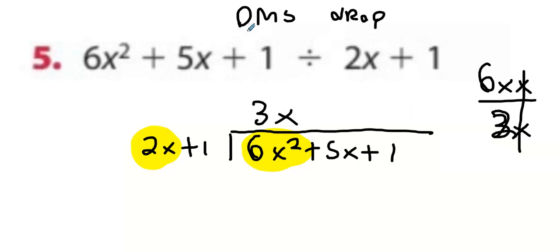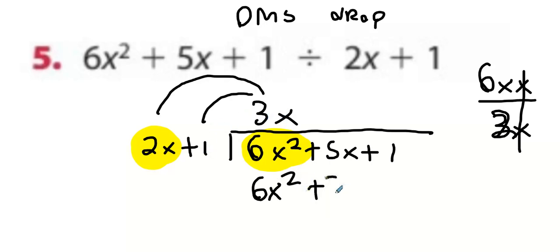What comes after D? Multiply. Grab your 3x and multiply it by what's down here. And what do you get, Jay? Squared, yeah. Excellent. Now what happens? Yeah. And what happens then?